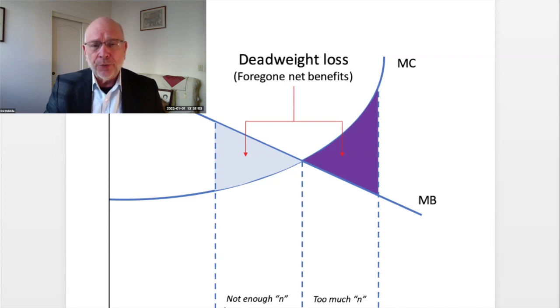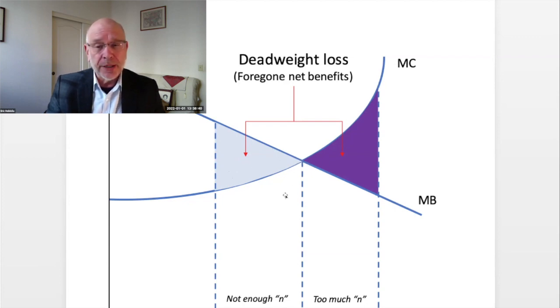But if we're at a level of N1, we can see, well, why stop here? The marginal benefit exceeds the marginal cost. So let's do one more. Well, if we do one more, the marginal benefit still exceeds marginal cost, and one more, and one more, and one more, and one more. And that continues right up until we get to N2. And at N2, it's no longer the case that marginal benefit exceeds marginal cost. So there's no point in proceeding.